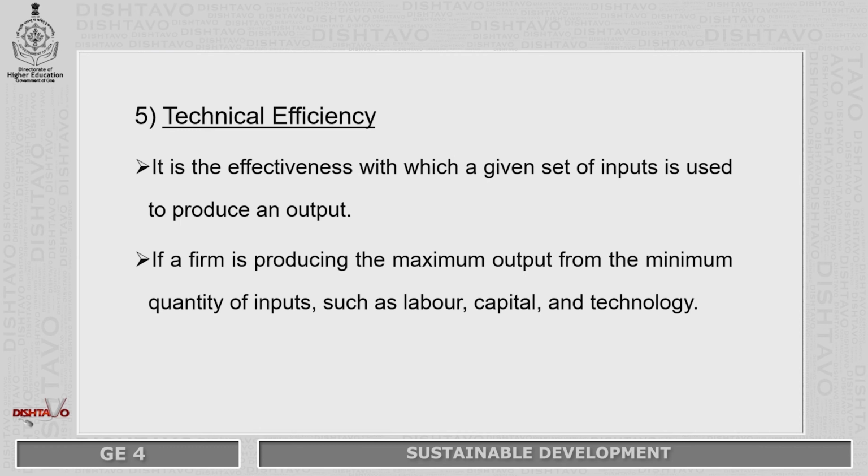The last efficiency that we have is technical efficiency. It is the effectiveness with which a given set of inputs is used to produce an output. Now, in a firm there might be various factors of production such as labor, capital, technology. How these inputs are used in order to get the output gives us the technical efficiency.